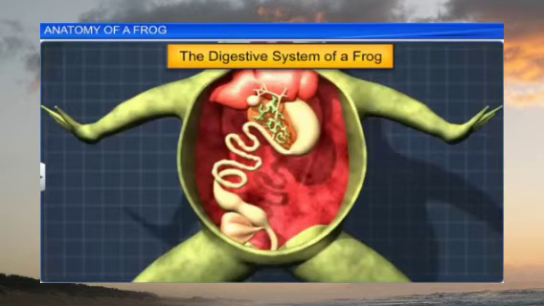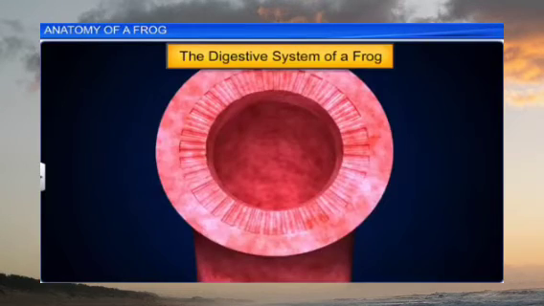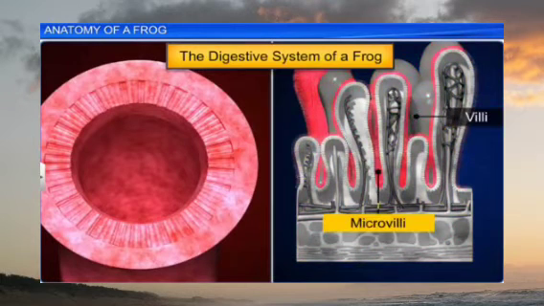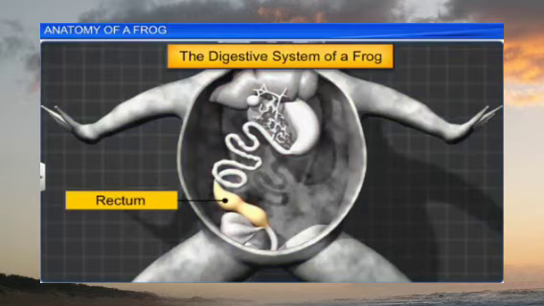The digestion of food is completed in the intestine, where it is absorbed by numerous finger-like projections called villi and microvilli. The undigested solid waste passes through the rectum and is finally egested through the cloaca.